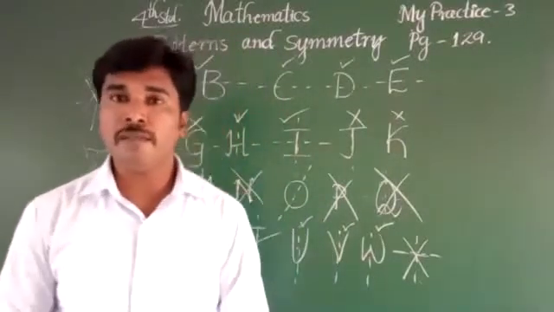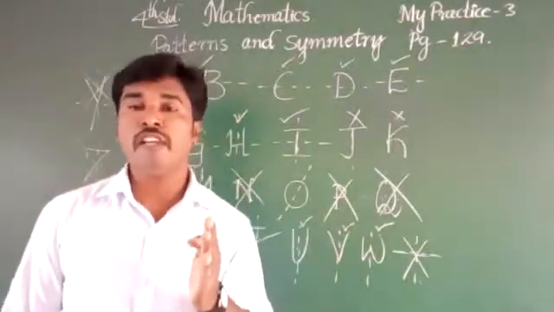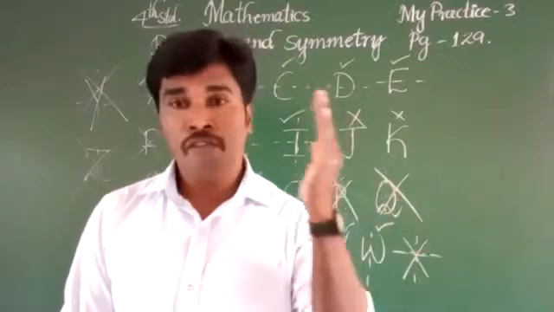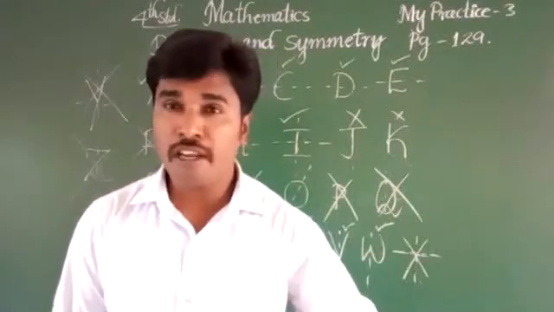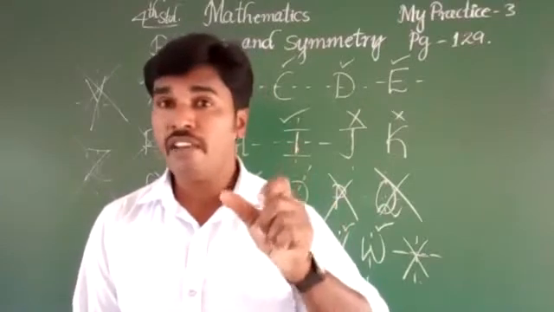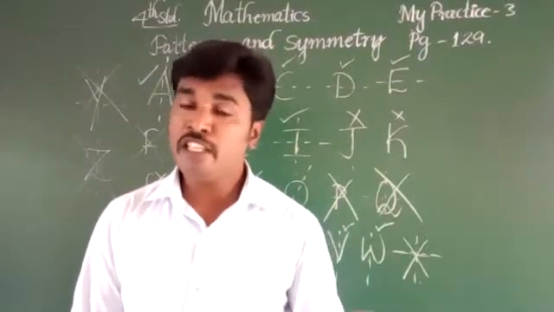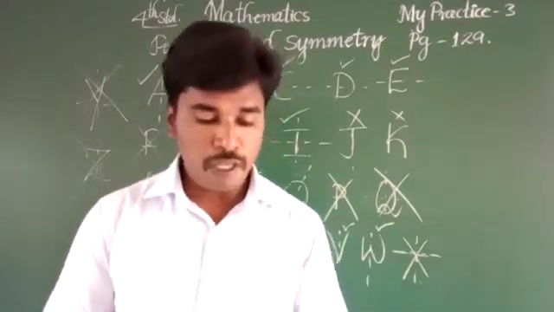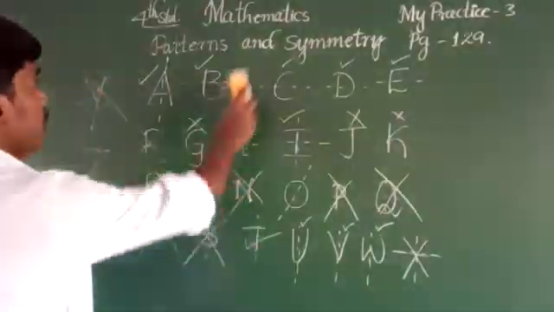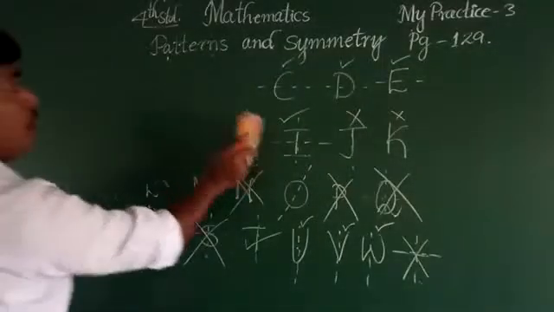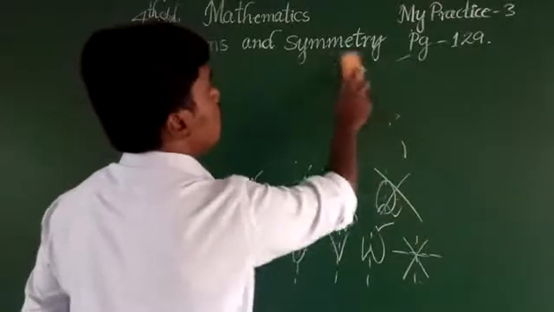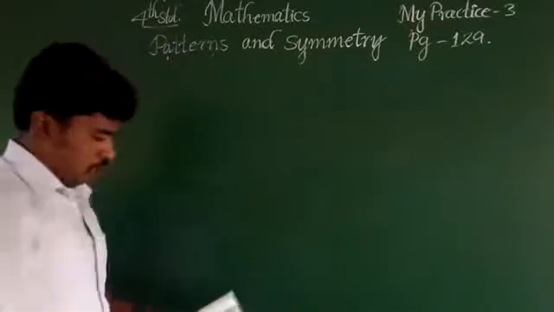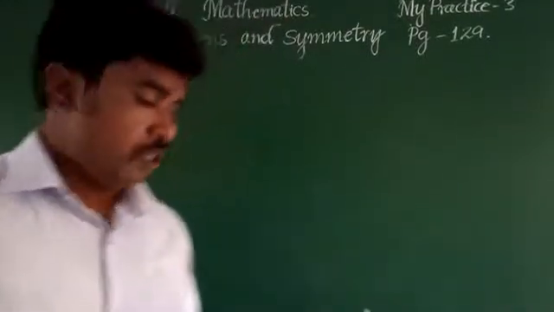Line of symmetry is very simple. If you make it into two equal halves by drawing vertical lines or horizontal lines, if one half exactly fits the other half, then we say that it has a line of symmetry. If it does not fit, then we say that it does not have a line of symmetry. Dear students, in the second question, in My Practice 10, they have given: draw the lines of symmetry.